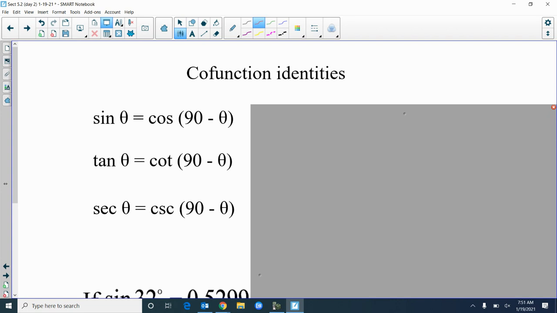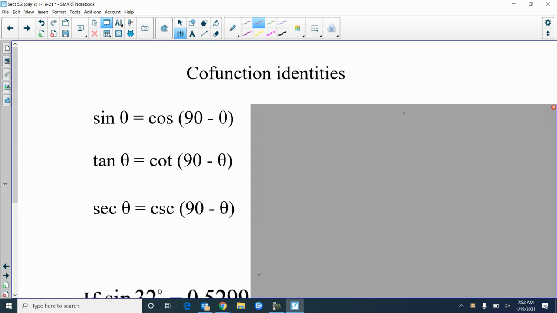And put these under those co-function identities. Secant equals a cosecant. Well, if you look at the names, sine, all this one is a cosine. You just throw a CO in front of it. Tangent, throw CO in front of it. Cotangent. Secant, cosecant. And that means they're complementary angles. That's kind of where those names come from. Okay, because they're going to be equal to the complement.